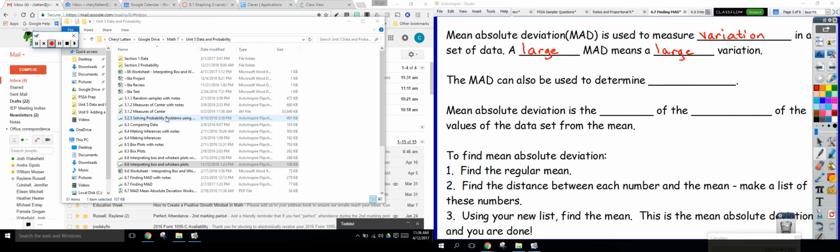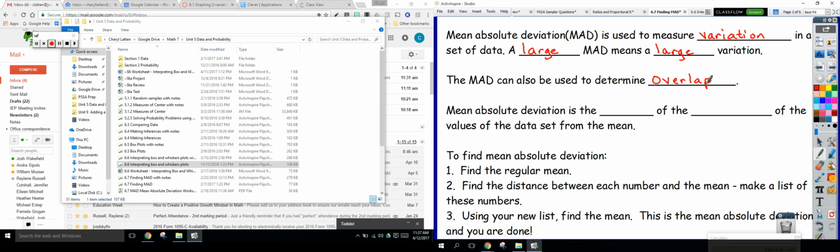It is recording. So, mean absolute deviation measures variation. A large MAD means that we have a large variation. The MAD can also be used to determine overlap, kind of like a box plot. When we look at box plots, if our box plots overlap at all, then we know that our data overlaps a little bit. The MAD is another measure of overlap. And here's what it is.